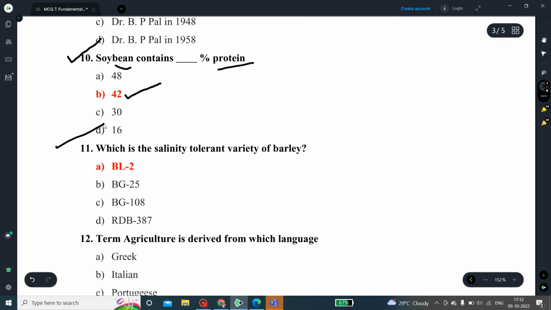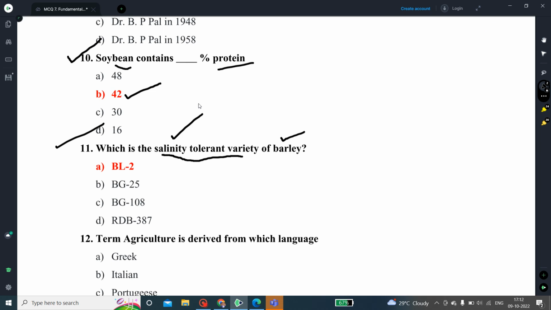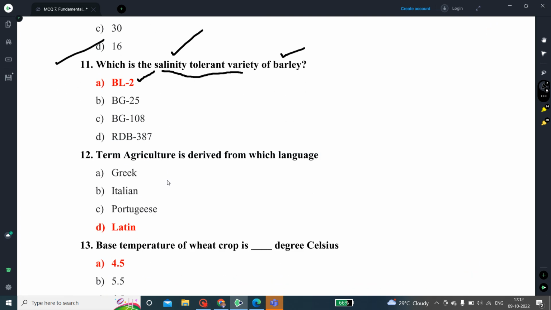And question number 11, which is the salinity tolerant variety of barley? When you talk about salinity, the pH of the saline soil should be more than 7.5, and it goes up to 8.5. And the barley saline resistant variety is BL2. This is the correct answer for this question.